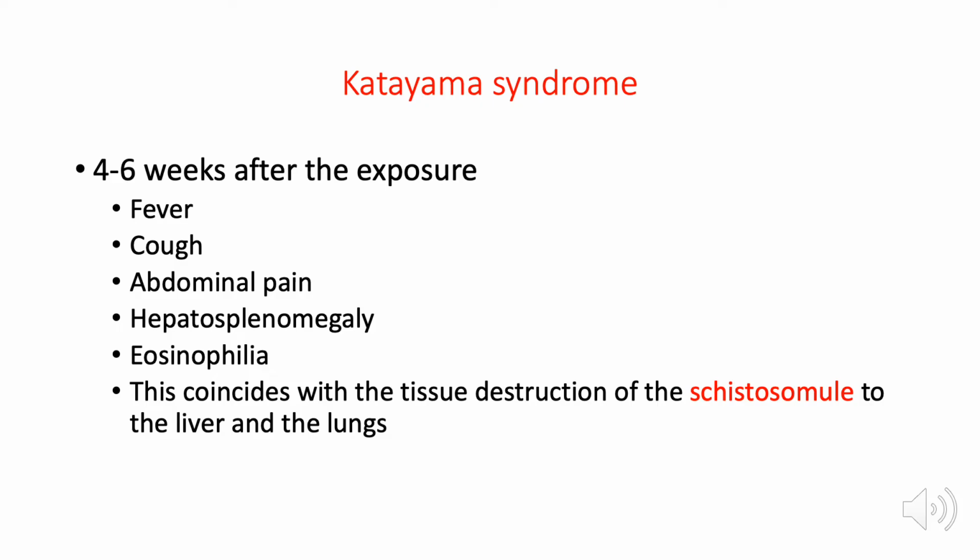Schistosoma species can also cause what we call Katayama syndrome, and this occurs 4 to 6 weeks after the cercarial skin penetration, and this coincides with the migration of the schistosomule inside the body. Patients with Katayama syndrome would present with fever because there is infection. They would present with eosinophilia because there is parasitic infection. They will present with cough because of the migration of the schistosomule into the lung tissue. There would also be abdominal pain and hepatosplenomegaly because of the involvement of the liver in the migration of the schistosomule.